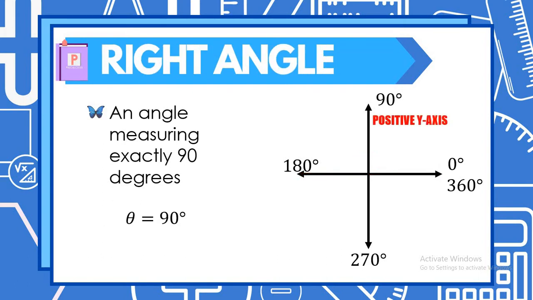Aside from that, you're also familiar with a right angle, which is an angle measuring exactly 90 degrees. So the initial side of a right angle will always be, again, just like all angles, on the positive x-axis, and the terminal side will be along the positive y-axis. So if it is a right angle, then it contains a 90-degree angle.